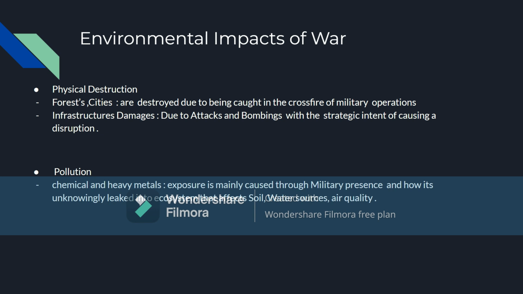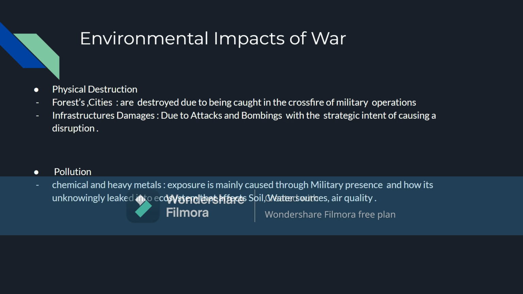The environmental impacts of war include physical destruction, mainly within forests and cities, which are destroyed because they are caught in the crossfire during military operations. It mainly affects innocent bystanders who have no involvement whatsoever. It also tends to destroy infrastructure, through strategic attacks and bombings with the intent of causing disruption, mainly to prevent the flow of supplies and humanitarian aid from coming in.